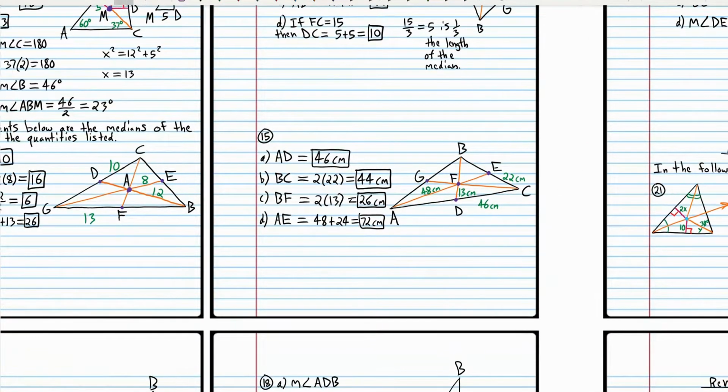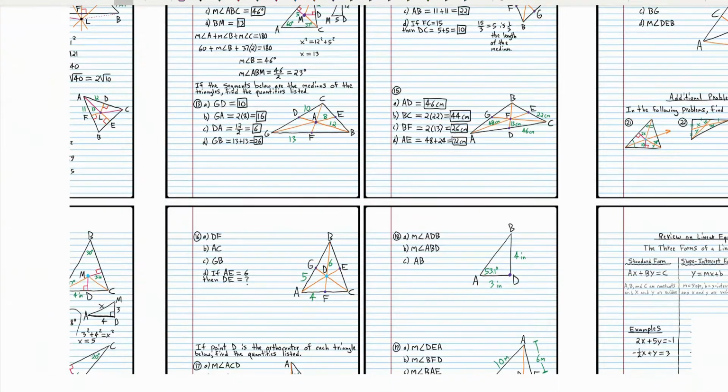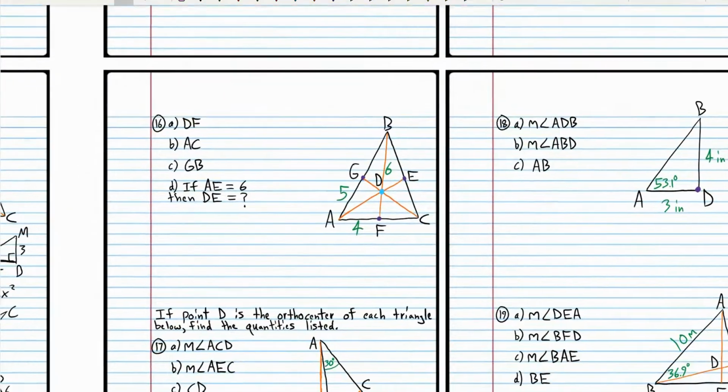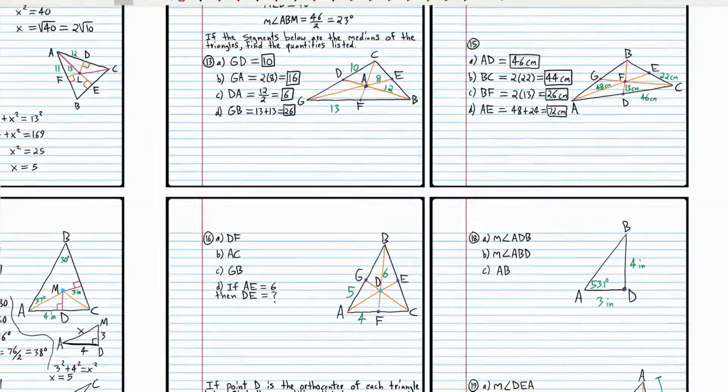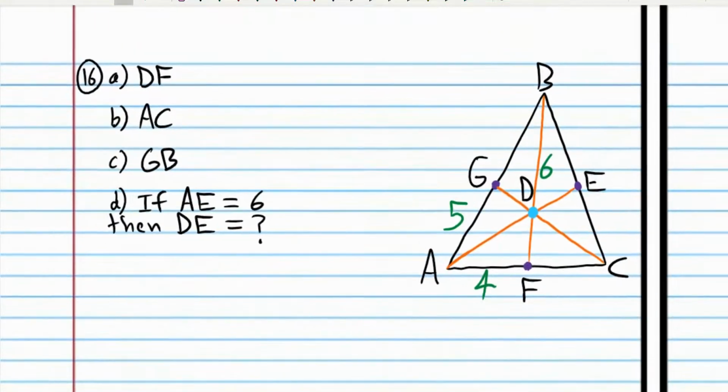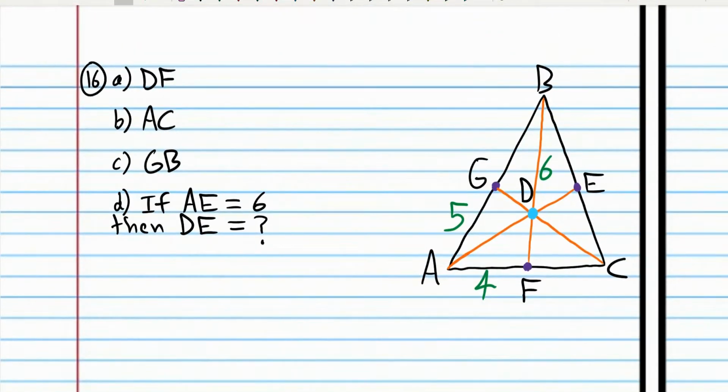Now we're going to go to our last centroid problem before we do the last type of problem. Go ahead and try number 16. Remember, we're told that those orange segments are medians. So they must intersect at that centroid, that light blue dot. So try number 16, and when you come back, we'll do it together.